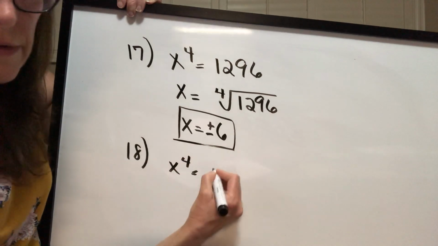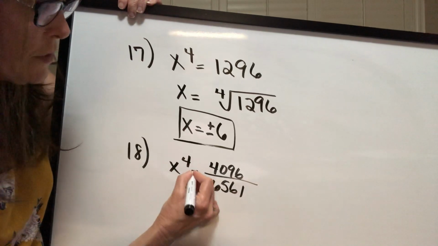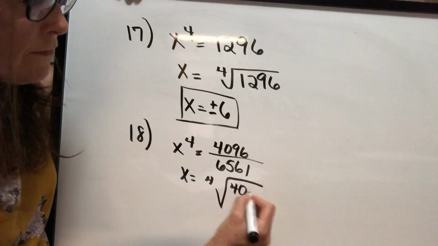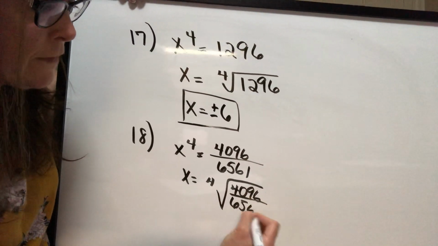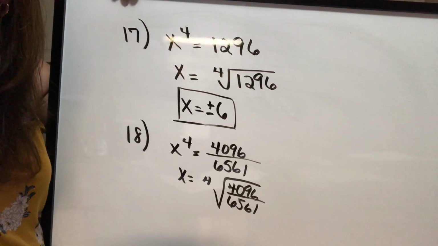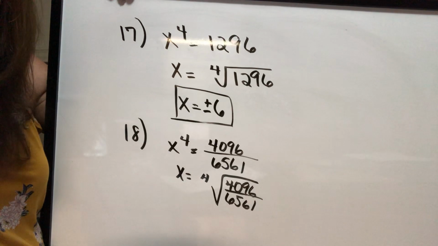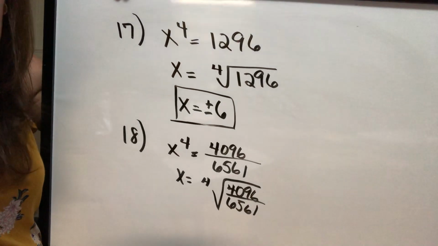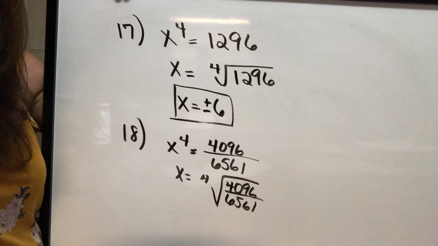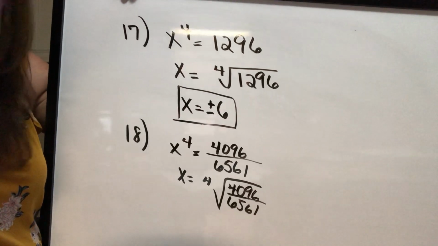What if it's x to the fourth equals 4096 divided by 6561? All right, so again, we're going to take the fourth root of this same number. Okay, so go to your calculator, do math, fourth root, put that fraction in there, 4096 divided by 6561, and you will get a decimal like 0.8888 repeating. Okay, but since the original problem was a fraction, I would like my answer to be a fraction. So go under math, choose fraction, and you should get 8/9.